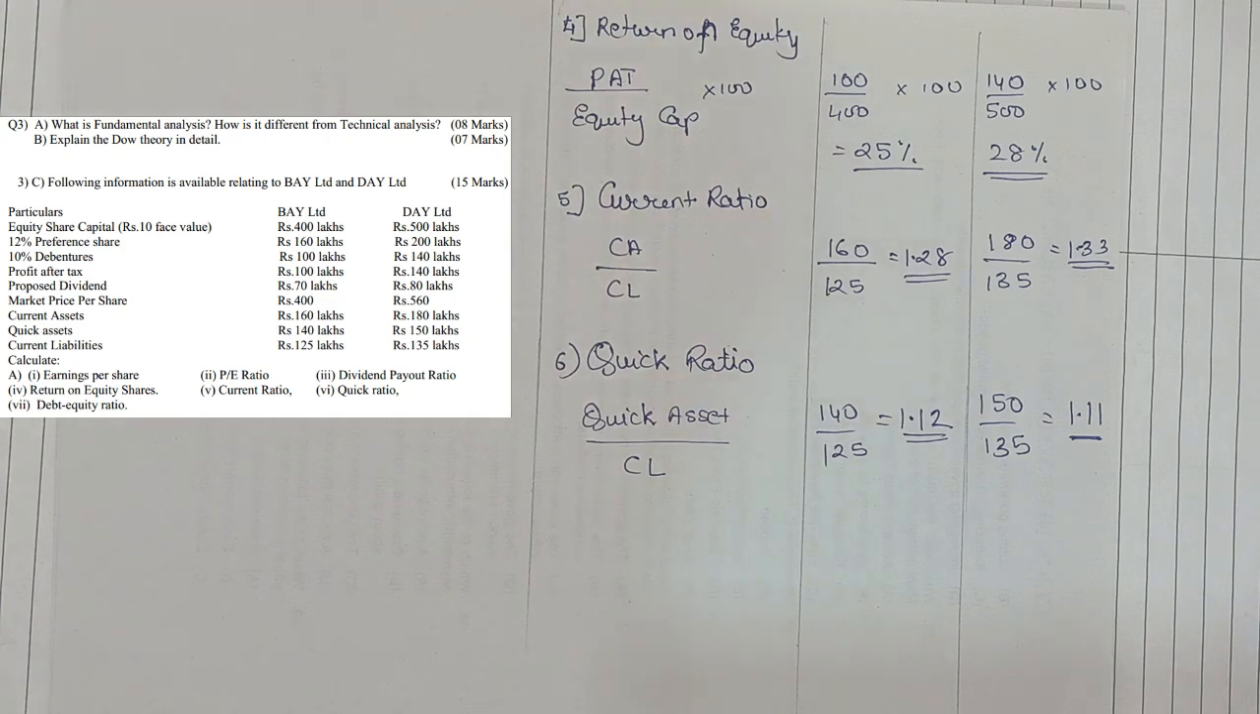Okay, so this is how you all had to solve the sum based on ratio analysis. You just have to learn the formula and thereafter just substitute whatever values are given in the question. Okay, so I hope everyone has understood that. So this was question number 3C, which was again 15 marks. Okay, so now let us see what the next question is.